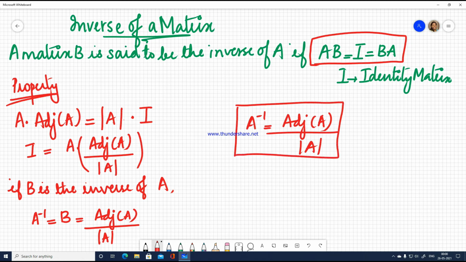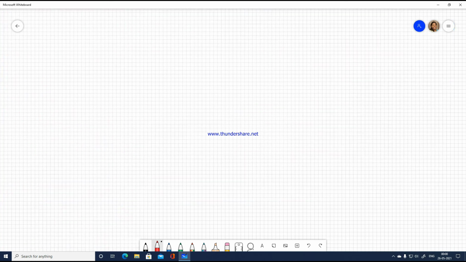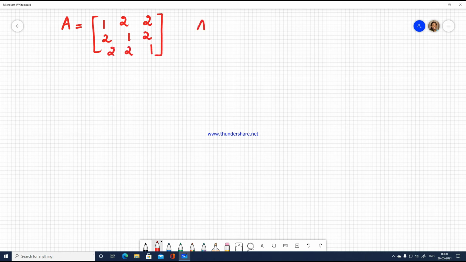So let's see how to tackle this question. Let's consider a matrix A equal to 1, 2, 2, 2, 1, 2. Then we have 2, 2, 1. So this is a matrix. So we need to find A inverse. So initially we'll be finding determinant of A.